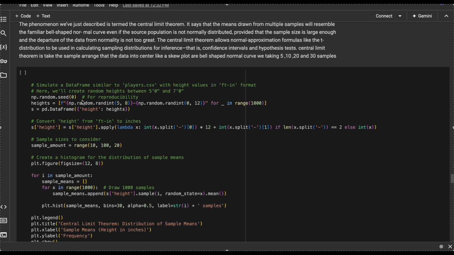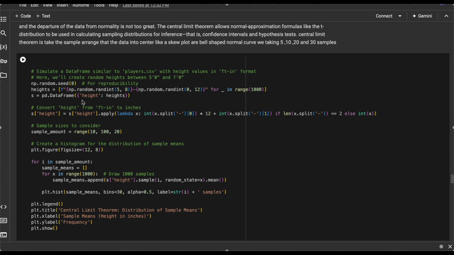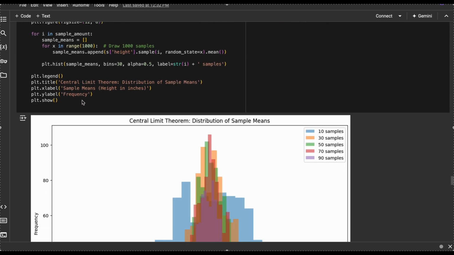And the next is the central limit theorem. The central limit theorem is a fundamental concept in statistics that explains how, as the sample size increases, the distribution of the sample mean approaches a normal shape, regardless of the original data distribution.